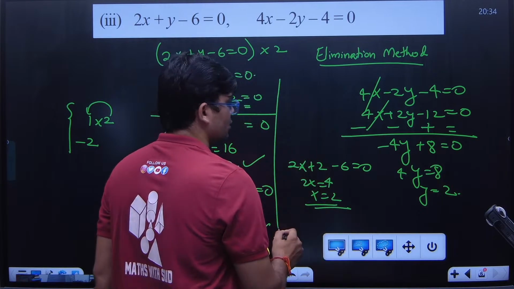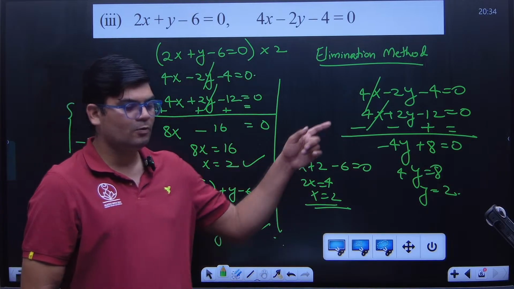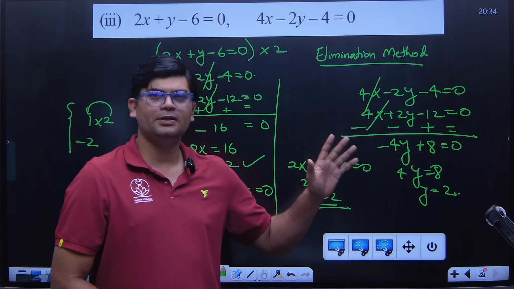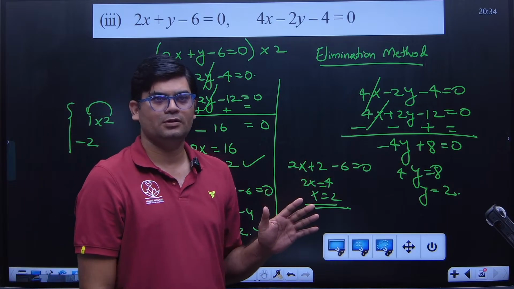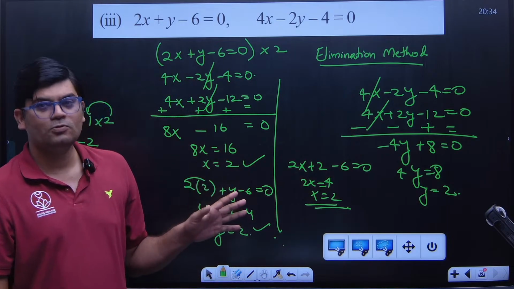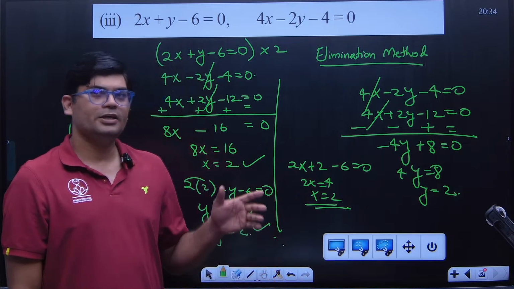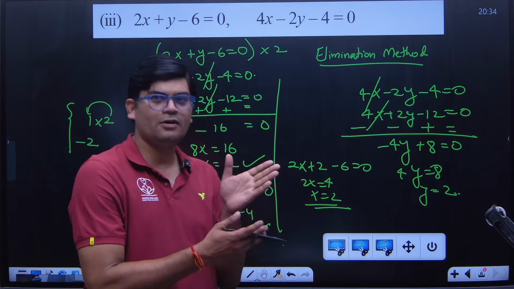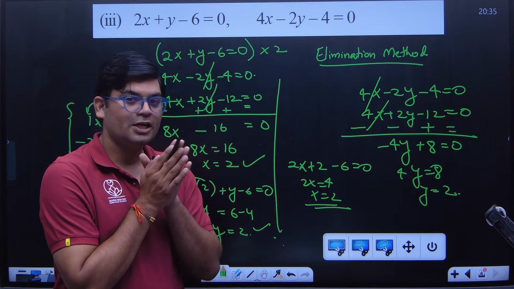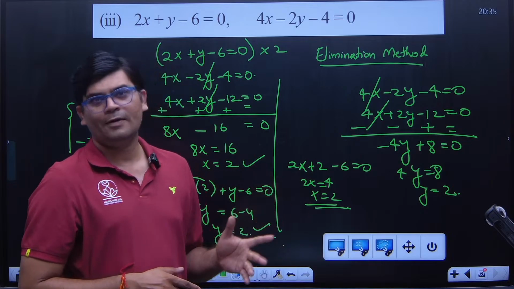See, you can get the same answer by eliminating either y or x. It does not depend on which variable you want to eliminate. You can eliminate any variable. This is known as the elimination method. Understood? Either you have to add or subtract depending upon the sign of the coefficient. If the signs of the coefficients are the same, then you have to subtract. If the signs of the coefficients are different, then you have to add.